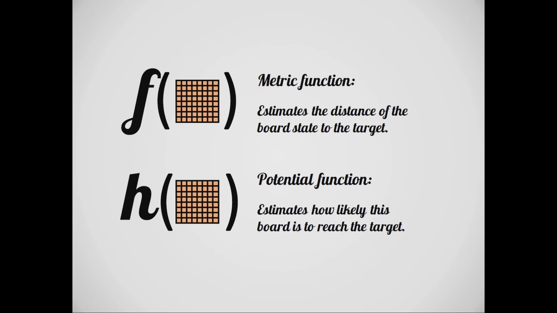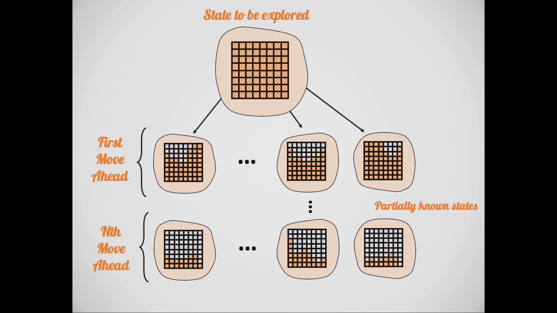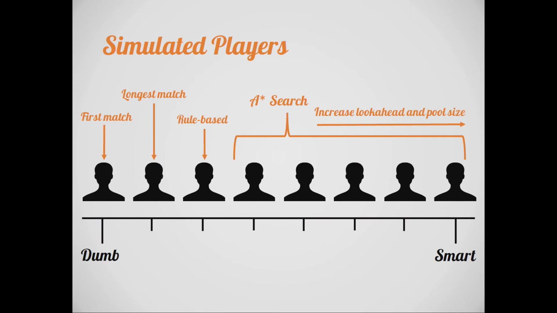This worked by defining 2 functions, a metric function which gave us an idea of how far away a board state is from the target, and a potential function which gives us an idea of how likely that board state is to reach the target. Using these, we then sift through the game tree and pick out the most promising board states to explore. And for those of you wondering, humans, luckily, fall about in the middle, some a bit lower, but this was quite good for us. In terms of matching up simulated players with human play, it was quite useful.